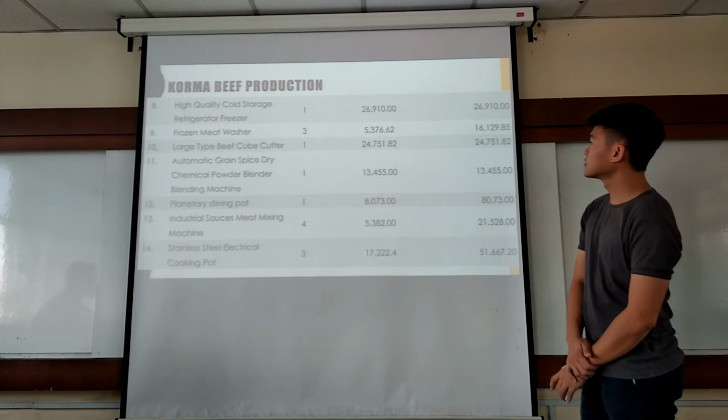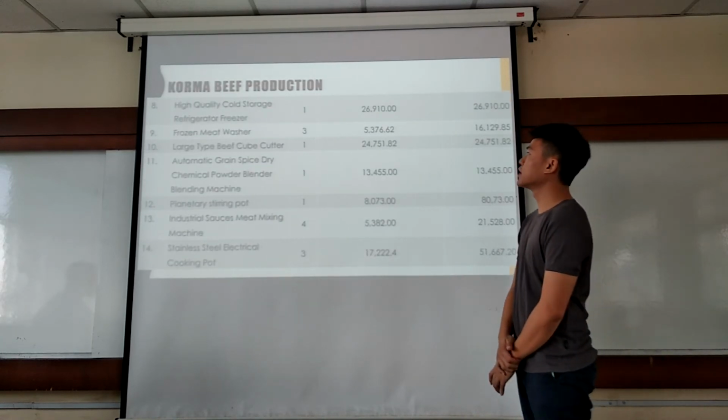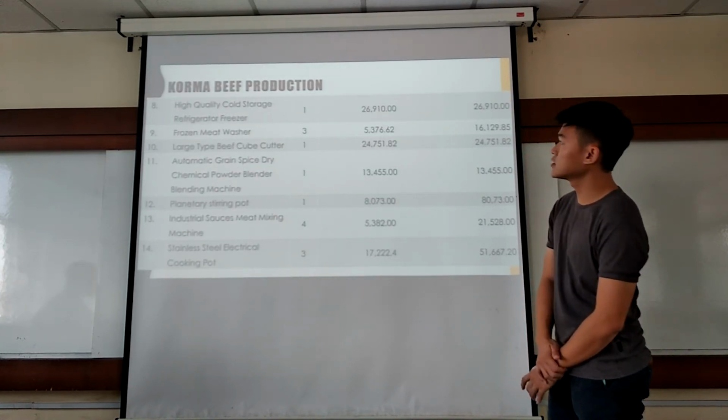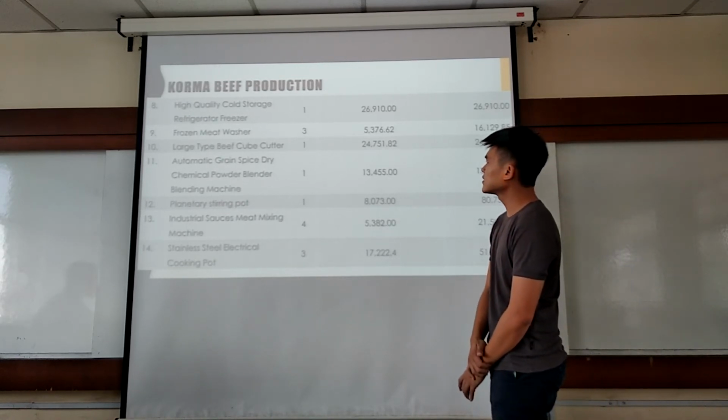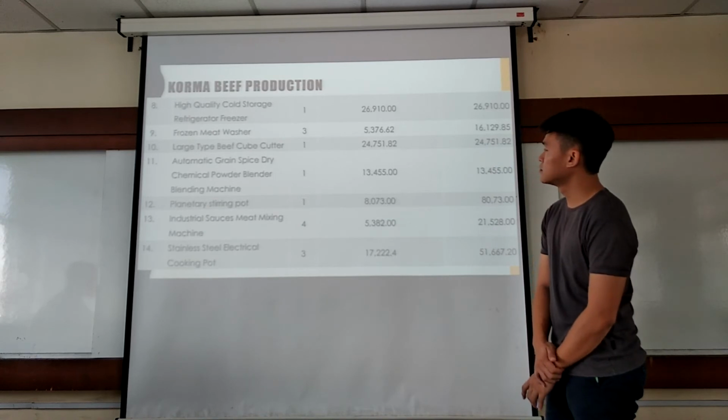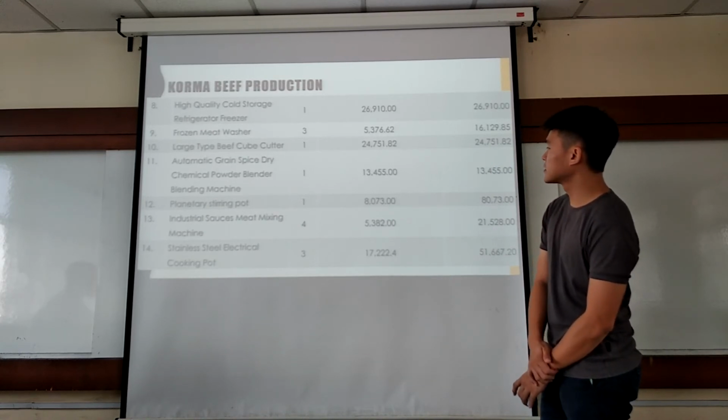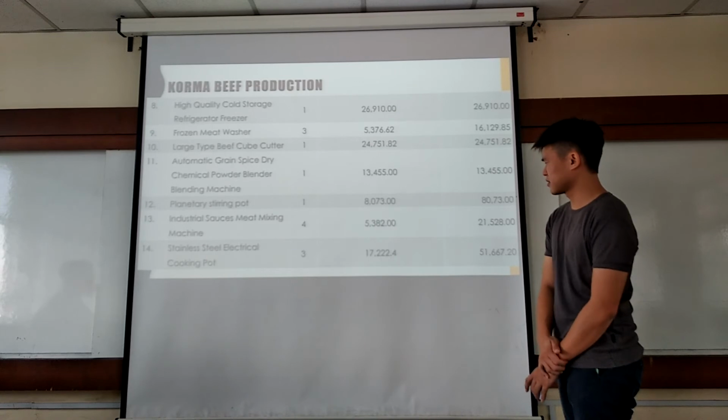Then this is for the beef, Kuma beef production. We have storage, washing process, and then cutting, blending, stirring, mixing, as well as cooking.